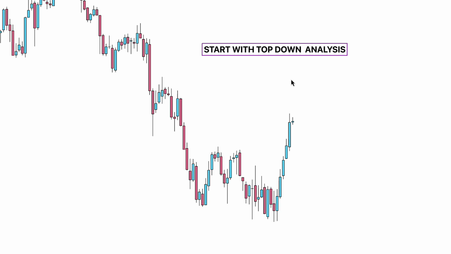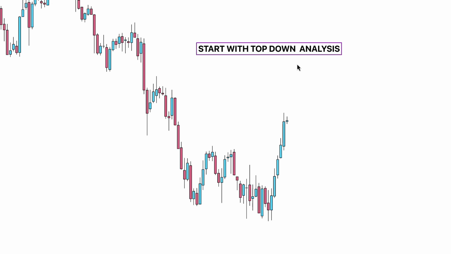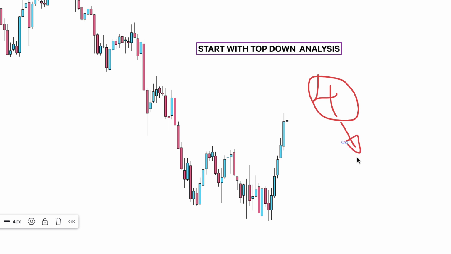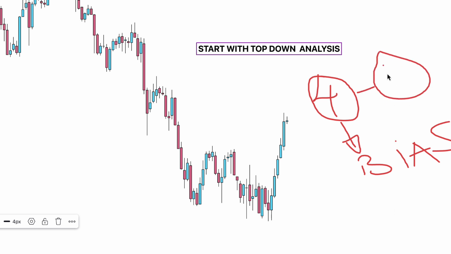So let's start with this. You can use either the 4-hour time frame to get your big boy bias, because the higher time frame is always the time frame for bias, or you can use the daily time frame. So either the 4-hour or the daily will give you your bias. That is it. If you can get that, it's perfect.